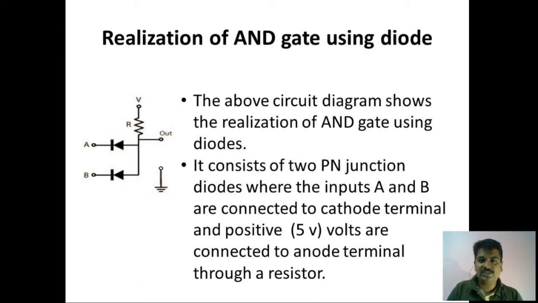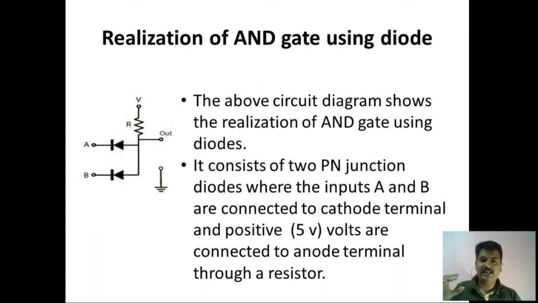Both the diodes conducting means there is a voltage drop across the resistor. So you cannot see any voltage at the output terminal. Because both the diodes are conducting and the voltage goes here and there is a voltage drop across this, you cannot see any voltage.